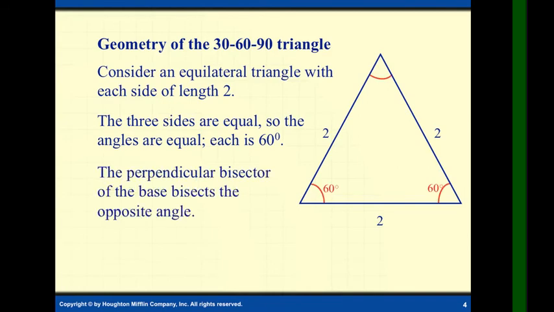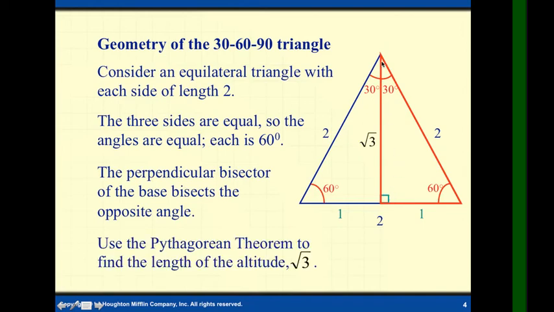Anyway, the perpendicular bisector of the base bisects the opposite angle. That creates a 30, 60, 90. So, naging 30, 60, and 90. Anyway, 90 degrees naman ang right triangle ang pinag-uusapan natin. So, what is the measurement now of the other side? So, use the Pythagorean theorem.